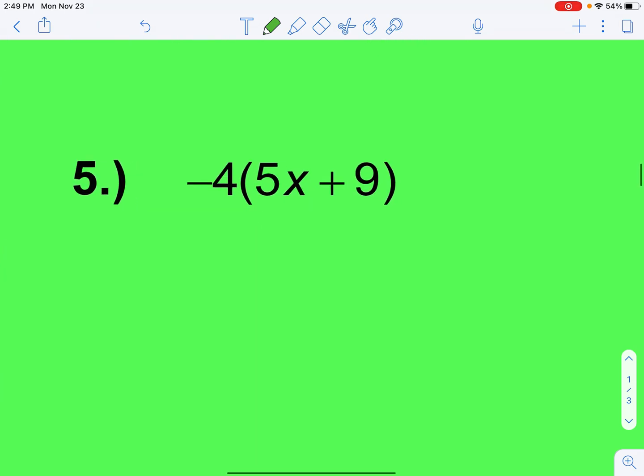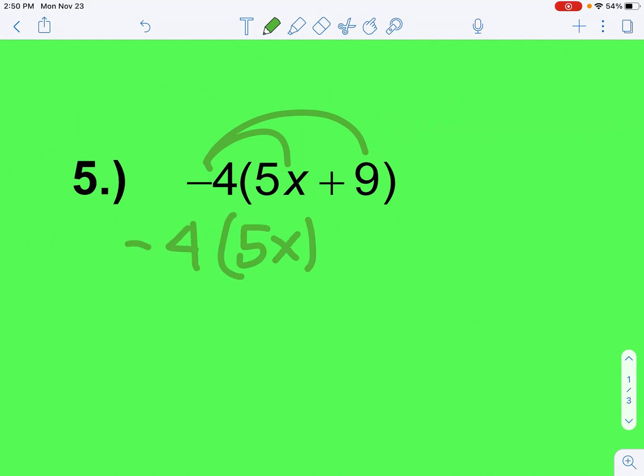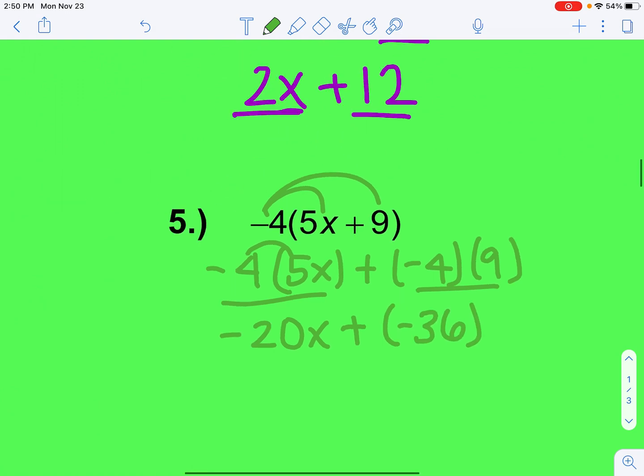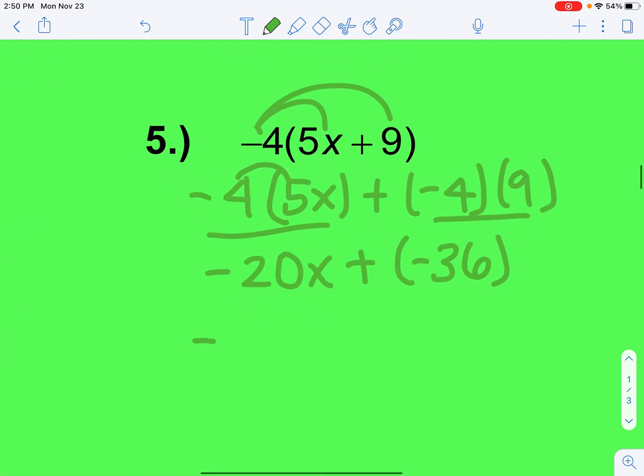Alright, let's look at number 5. Negative 4 times 5x and negative 4 times 9. So I have negative 4 times 5x plus negative 4 times 9. Alright, negative 4 times 5x. Negative 4 times 5 is negative 20 with my x on the end. Plus a negative 4 times 9 gives us a negative 36. And we are all done. If you wanted, you could write this as negative 20x minus 36, so that you don't have the 2 signs, but either works.